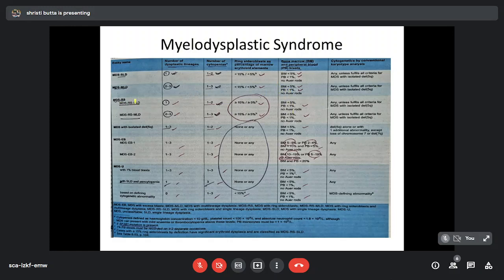And with the ringed sideroblasts, when they are associated with single lineage dysplasia or multilineage dysplasia, ringed sideroblasts as a percentage of marrow erythroid elements are usually more than or equal to 15%, or more than or equal to 5% when associated with an SF3B1 mutation. So it is very important to note that an SF3B1 mutation may be present in myelodysplastic syndrome.